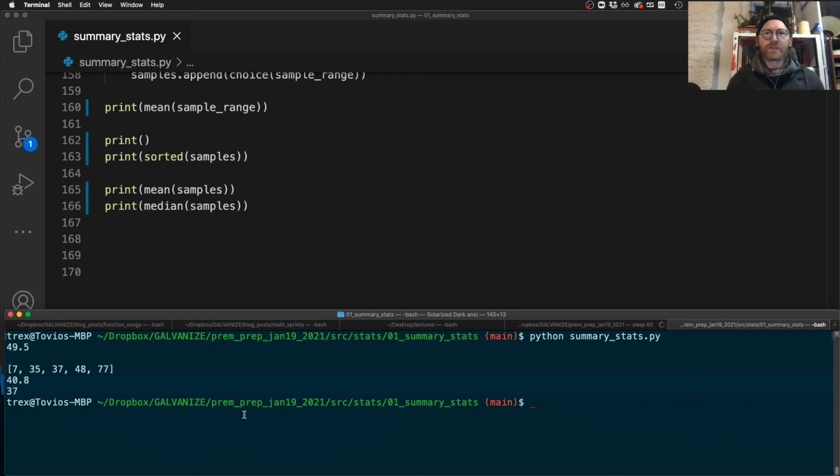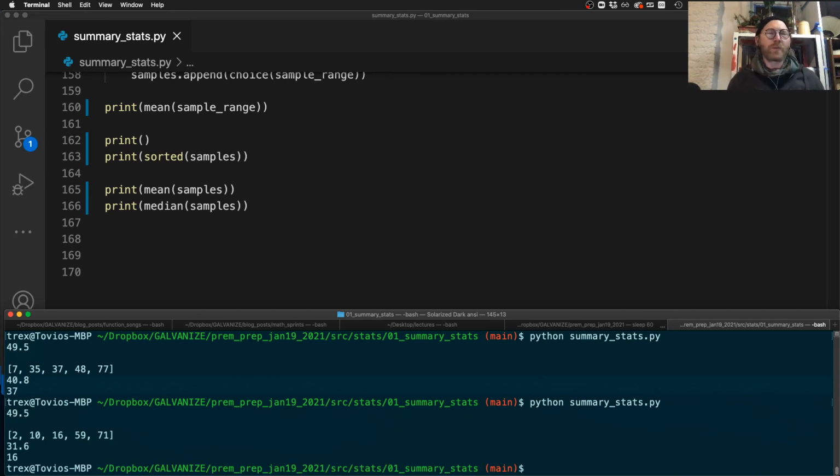And if I run this enough times, we're going to see this spread around the mean. And I think this is a nice way to start thinking about spread, right? So 31.6 or 48.2, right? 55.2. A lot of the time we're getting close to the actual mean, but we don't really have enough samples.